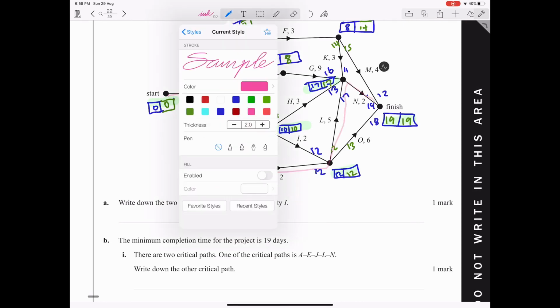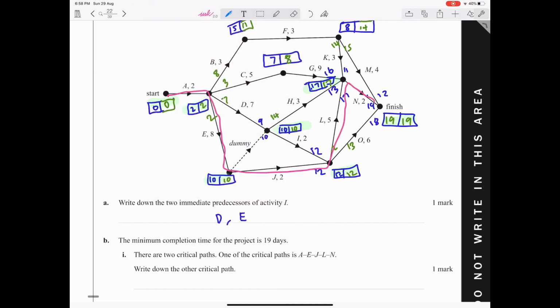There's another one you can do, which we can see: A, E, and then if you use the dummy activity to connect up to this one and use I, it also results in the same completion time, so that is also another critical path. So therefore the other critical path would be A, E, I, it's shown here, I, L, N.